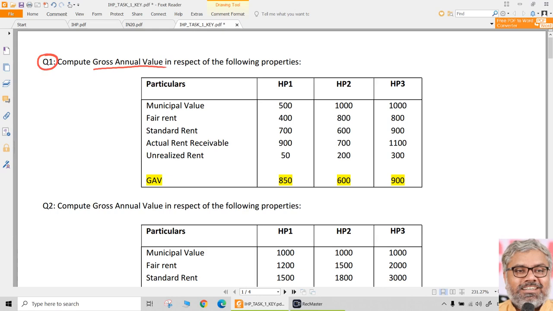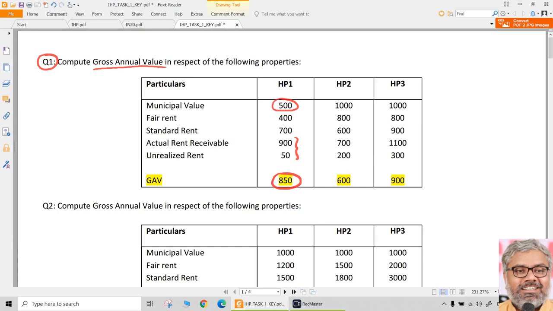Thought process has to be very clear. Listen to it and also observe it very carefully. Municipal value and fair rent, whichever is higher, has to be taken. Then that and standard rent, whichever is lower, has to be taken. That means expected rent itself is 500 in this case. ARR, actual rent received or receivable, will be 900 minus 50 because unrealized rent is there, 850. Because 850 is already higher than expected rent, automatically 850 will become gross annual value.